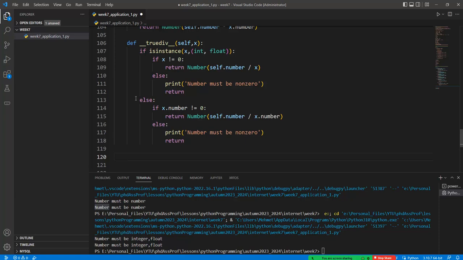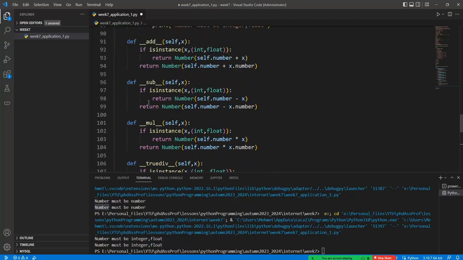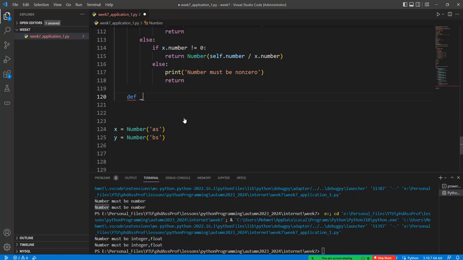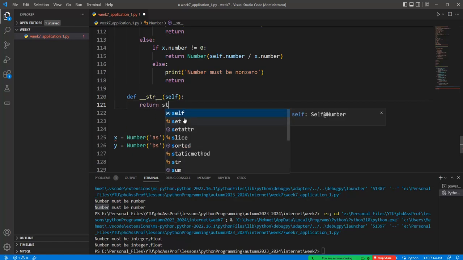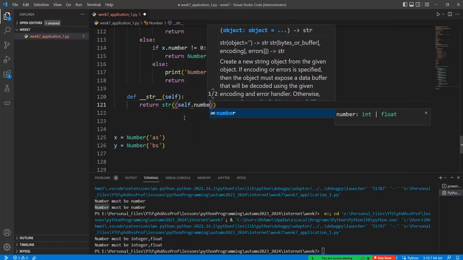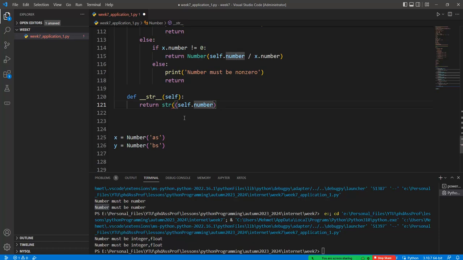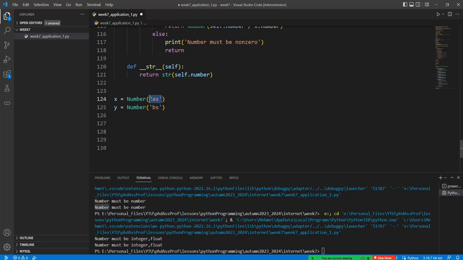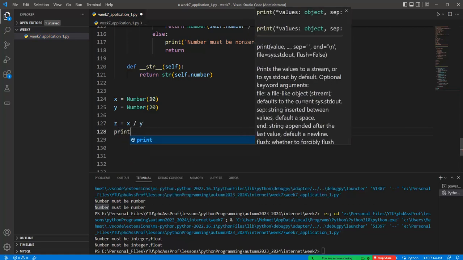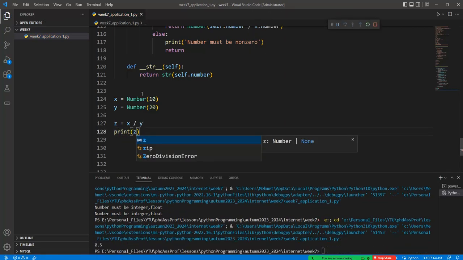So this def is assigned here like this one, and we should also give the def str value, the self, and we can return the str of self number. So x is assigned 10 and y 20, and z can be assigned x divided by y, and I can print the z value here. And so this is equal to 0.5. This is true.